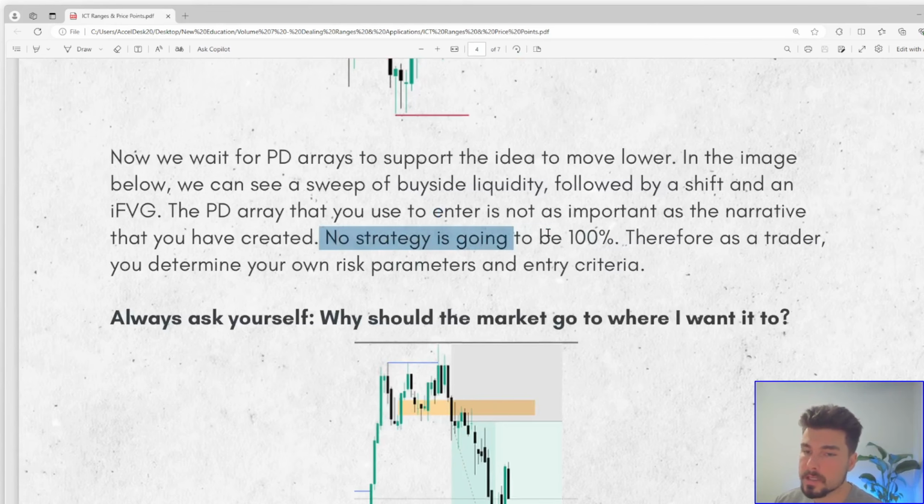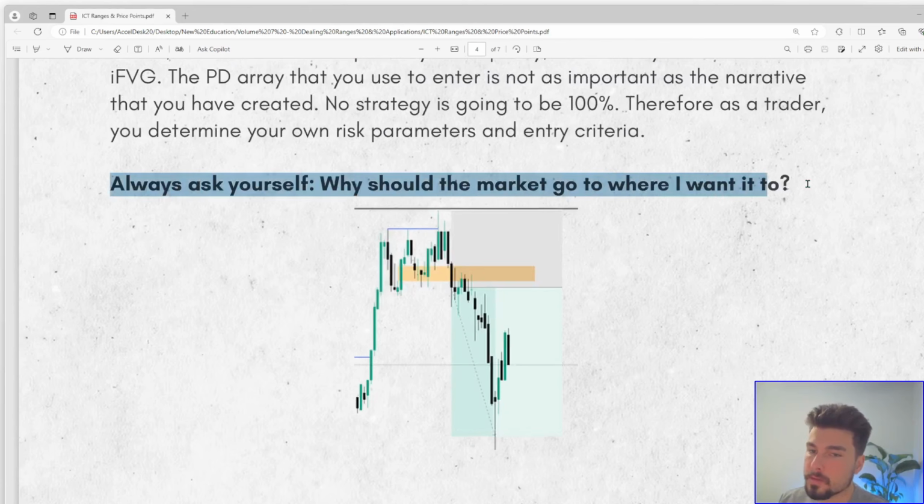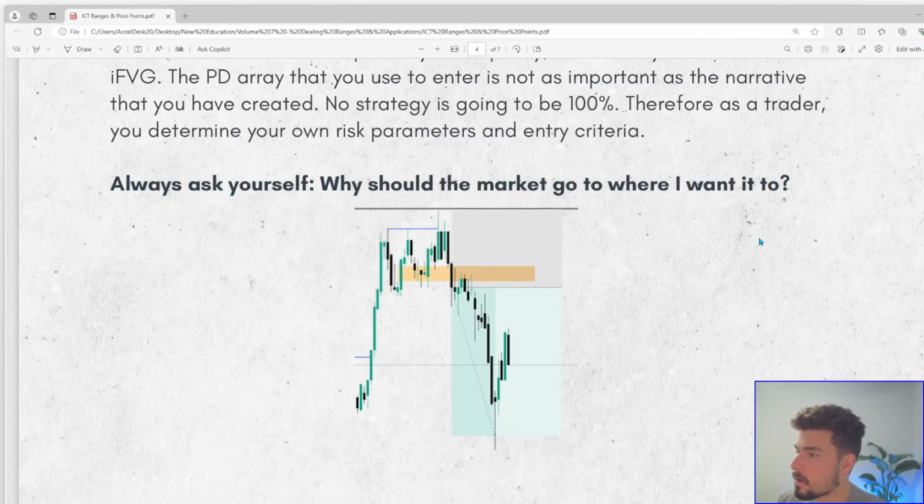But no strategy is going to be 100%. Really, really important. So have a look here, guys. Ask yourself, why should the market go where I want it to go? Why should the market go lower? Why should the market go higher? If you can't answer that question, don't take the trade.